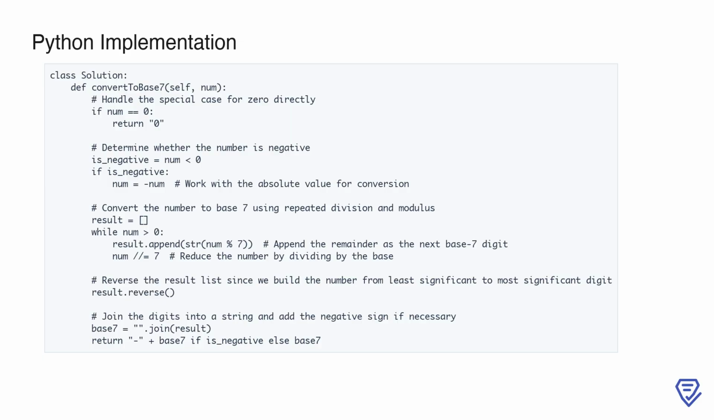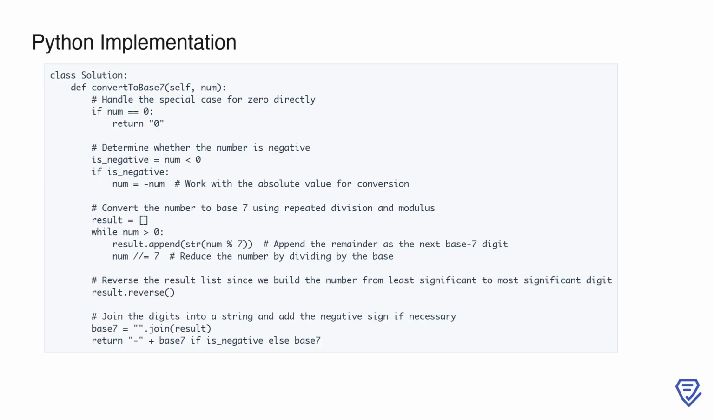3. To convert the absolute value of number into base 7, we use repeated division and modulus operations. Specifically, we initialize an empty list, result, to store the digits of the base 7 number in reverse order. As long as number is greater than 0, we calculate the remainder of number divided by 7 using number % 7. This gives the least significant digit of the base 7 number, which we append to result. We then divide number by 7 using integer division, number //= 7, effectively reducing the number for the next iteration. 4. After the loop, the digits in result are in reverse order, least significant to most significant.